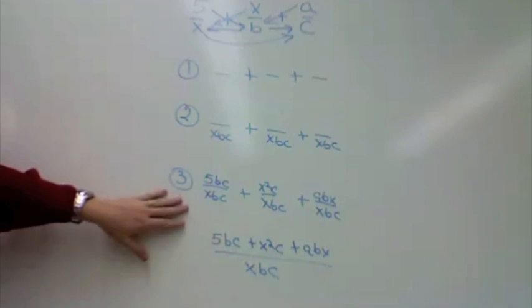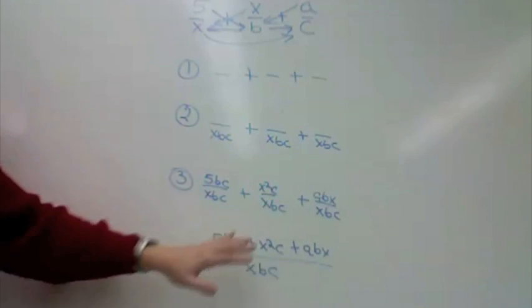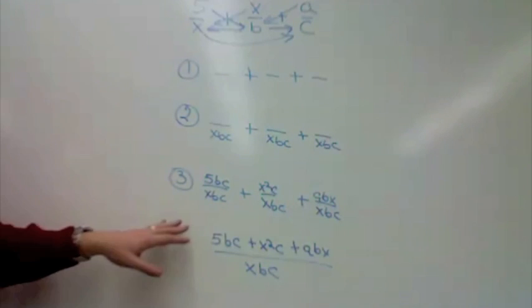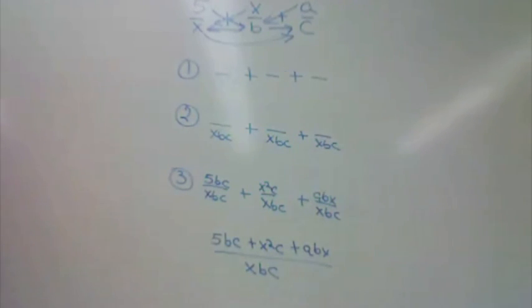Now keep in mind, when we go back to step 3 here, if we had any like terms, you would add those like terms and bring those down into the numerator. But in this case, we have 3 different terms. So 5bc plus x squared c plus abx all over xbc is our least common multiple.